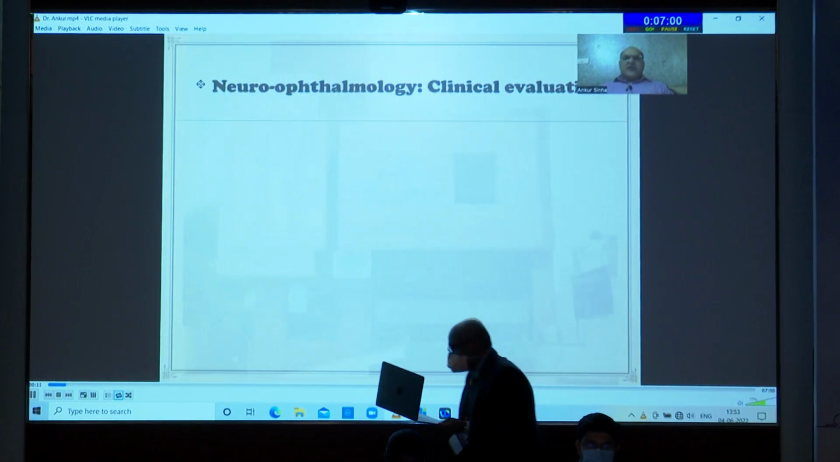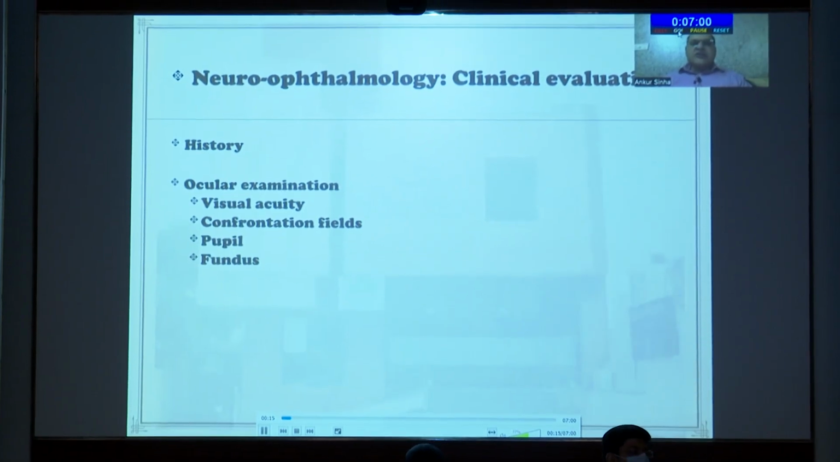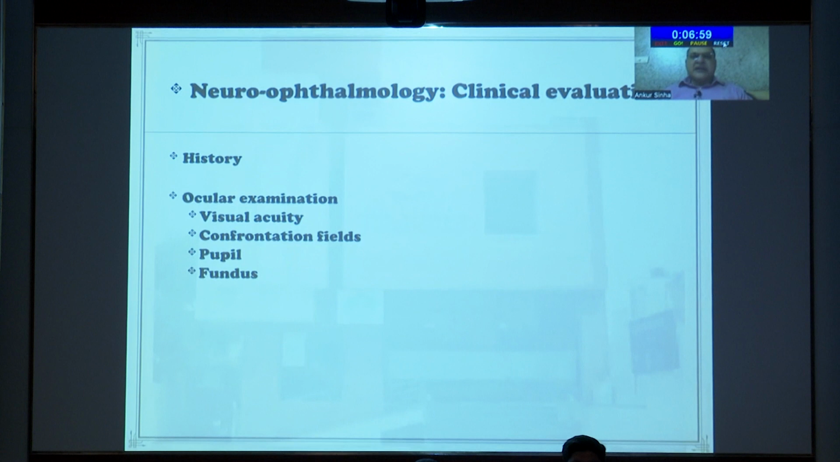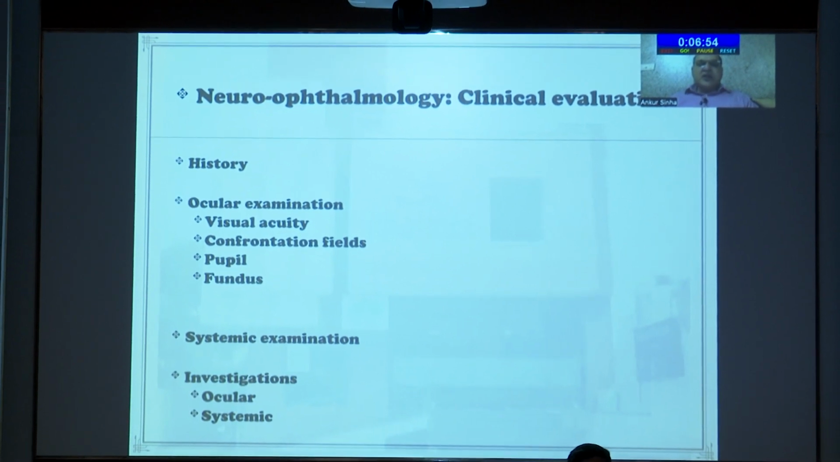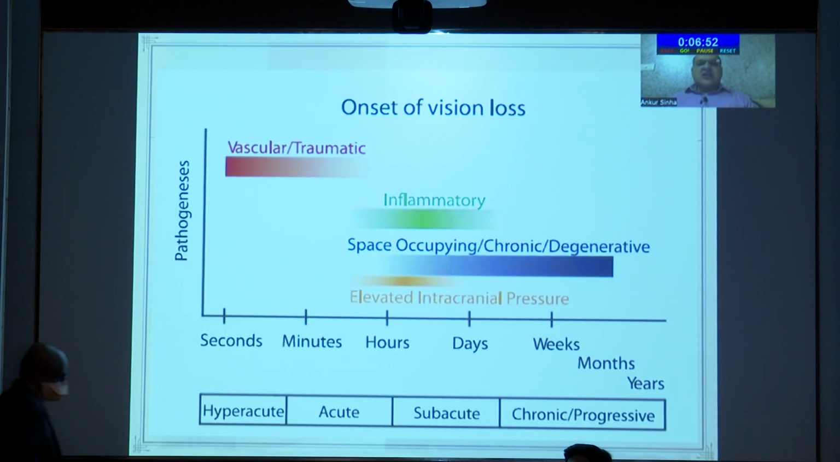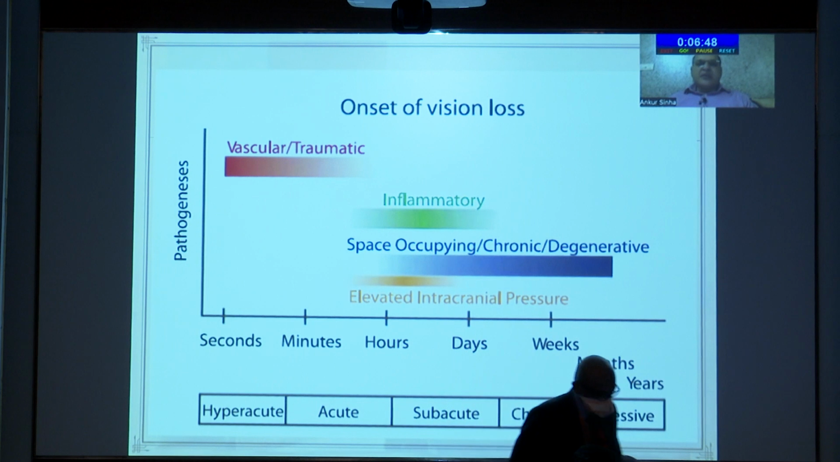Now, neuro-ophthalm clinical evaluation starts with history taking, ocular examination, which includes the visual acuity, palpation, pupil, and the fundus examination, systemic examination, and investigations which could be ocular or systemic. Now, vision loss is a very important symptom of neuro-ophthalmic disorders. The way it occurs can point towards the causes.